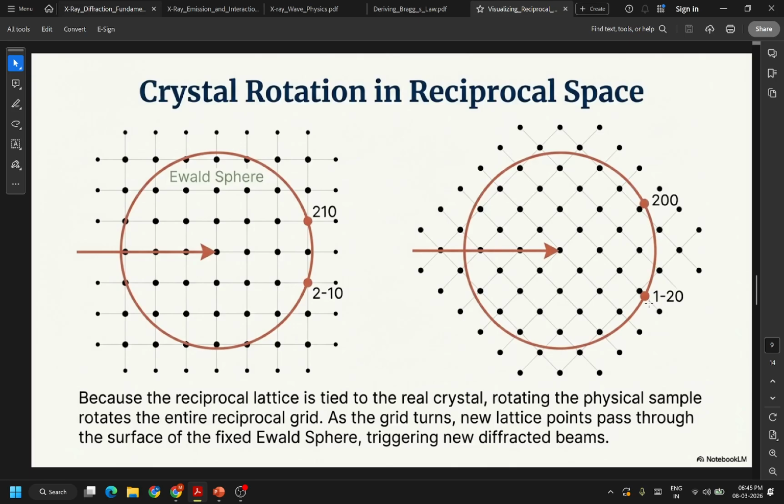Because the reciprocal lattice is tied to the real crystal, rotating the physical sample rotates the entire reciprocal grid, and as the grid turns, new lattice points pass through the surface of the fixed Ewald sphere, which triggers new diffracted beams. So earlier, let's say HKL was 210 and 2 minus 10. Now, if you rotate it, the lattice points that will be touching will be 200 and 1 minus 20. These are just representative HKL values.